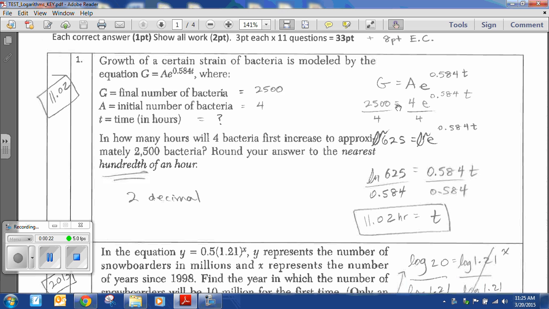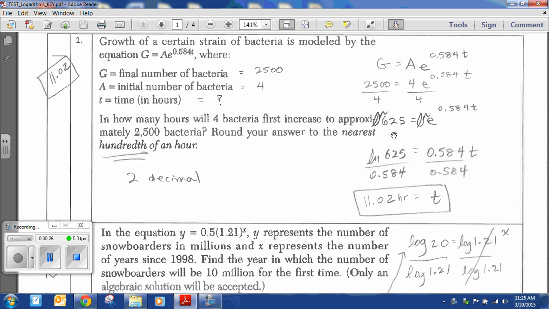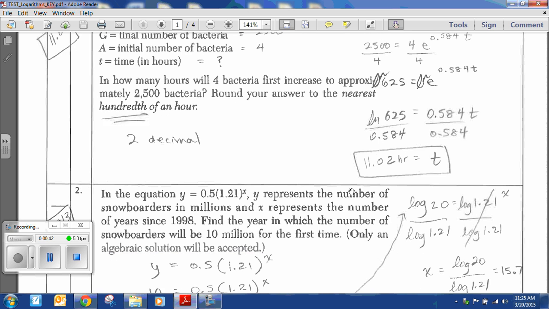So plugging into the equation, we divide both sides by 4. We take the ln of both sides. This cancels out e, and it brings down the exponent of 0.584t. We divide both sides by 0.584, and we plug into the calculator ln of 625 over 0.584 to get 11.02 hours.